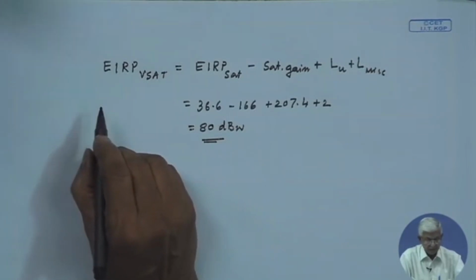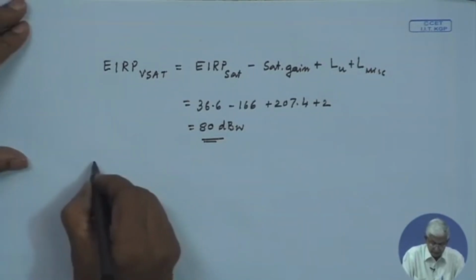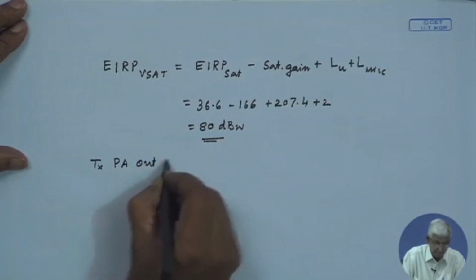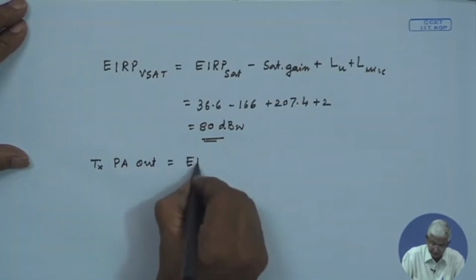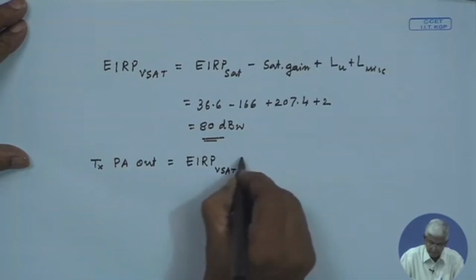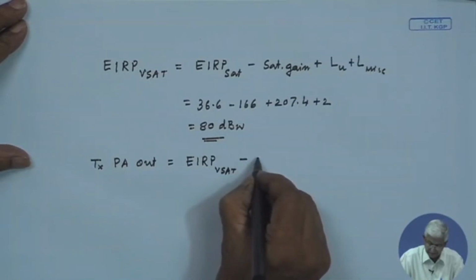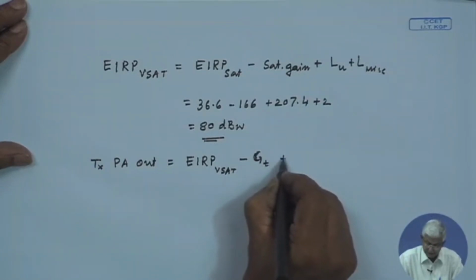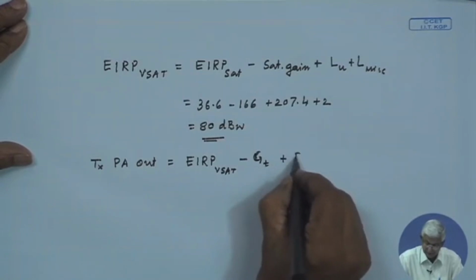Now if we try to calculate the VSAT transmit power amplifier output, it will be whatever is the EIRP of VSAT minus the gain of the VSAT transmit antenna, and then plus some losses, that is feeder loss.